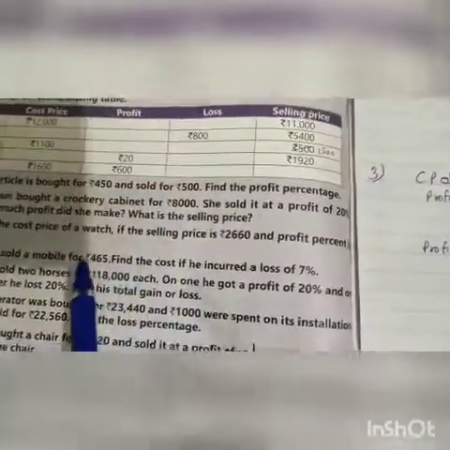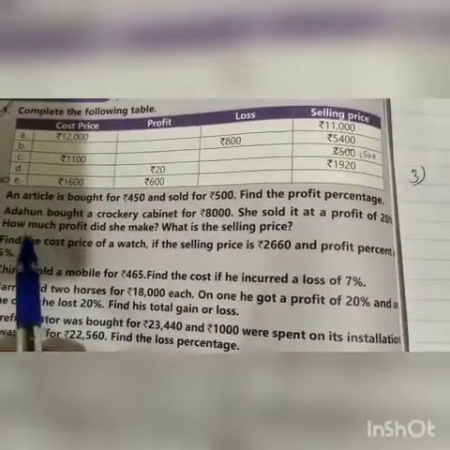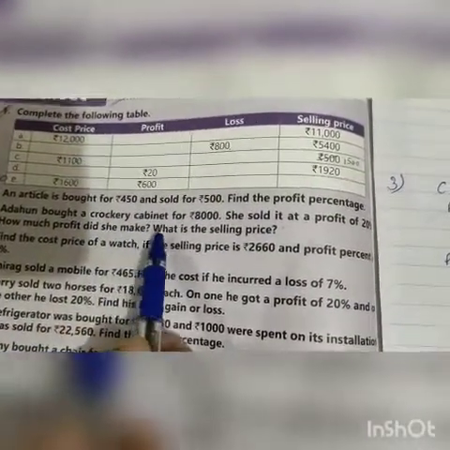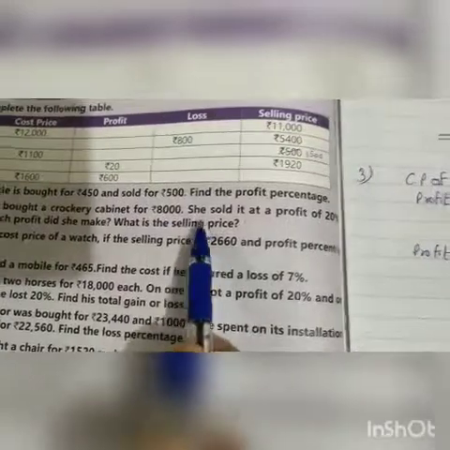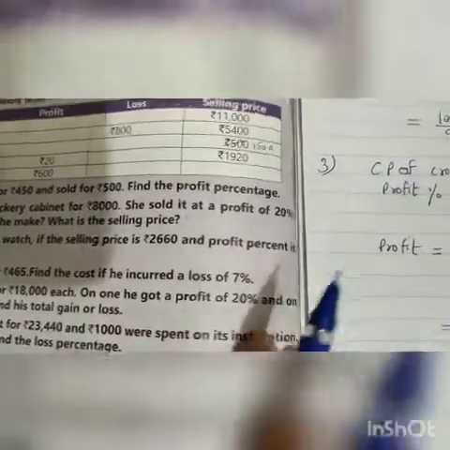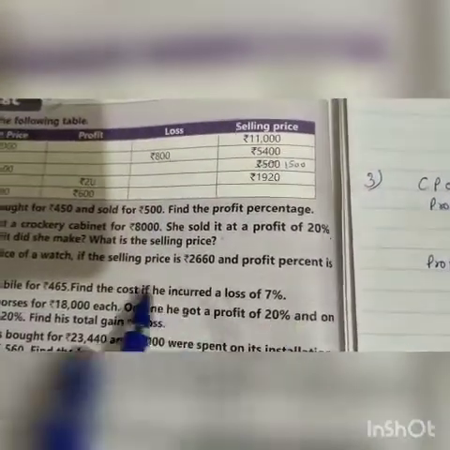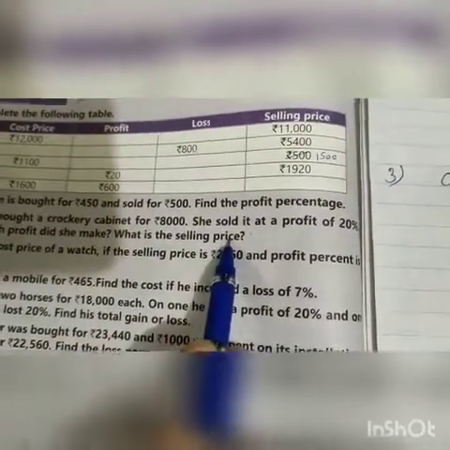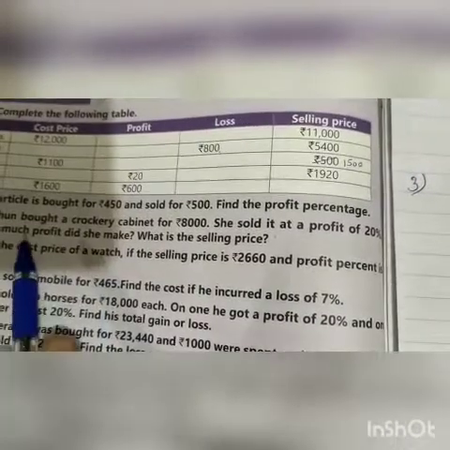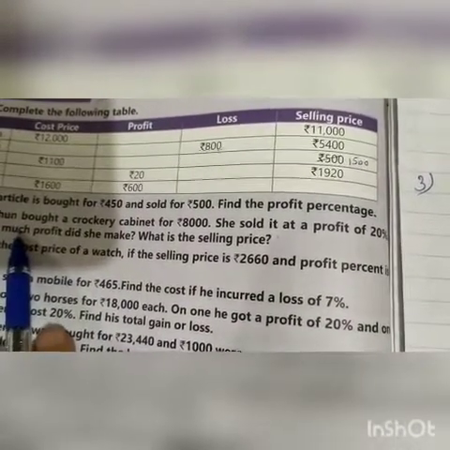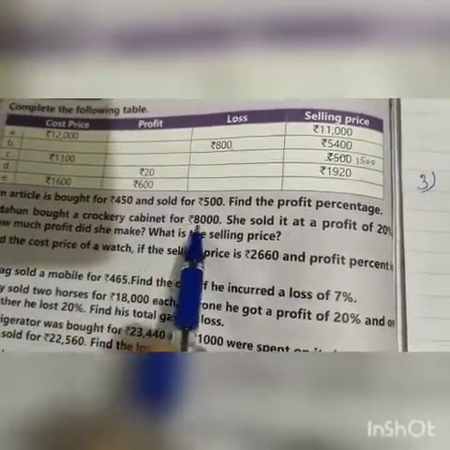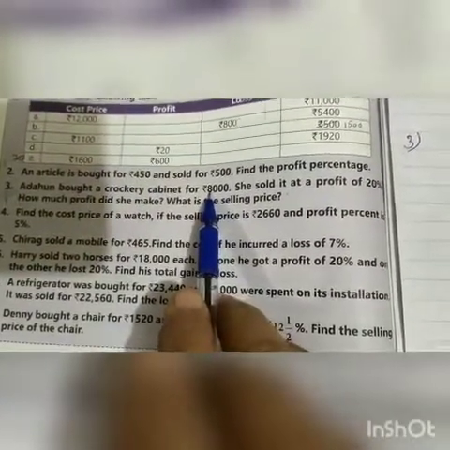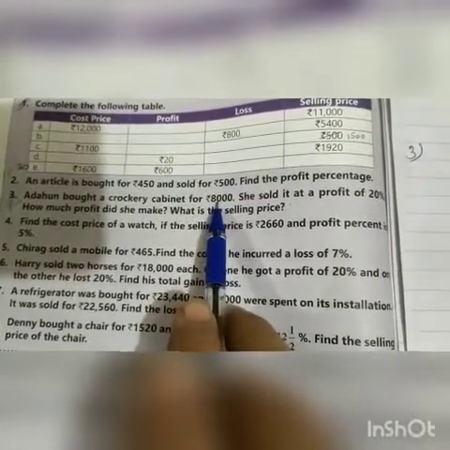Now come to question number 3, part C. Adahun bought a crockery cabinet for rupees 8,000. She sold it at a profit of 20%. How much profit did she make? What is the selling price? Students, she bought a crockery cabinet for 8,000. So will 8,000 be cost price or selling price? It will be cost price.